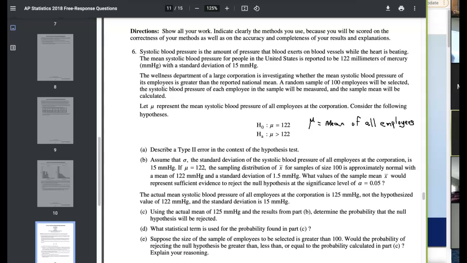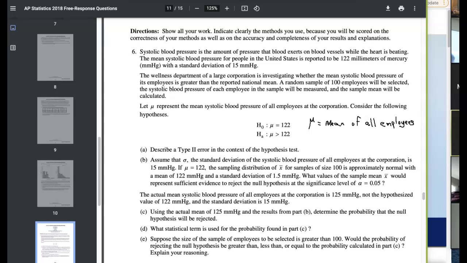So if we fail to reject, there's not enough evidence that the mean is greater than 122. That's what we'd say. If we reject, we would say there is evidence. And I'll talk about that a little bit more later. But when you reject, you say there is evidence. When you fail to reject, you say there is not enough evidence. So we fail to reject. There's not enough evidence that the mean is above 122.